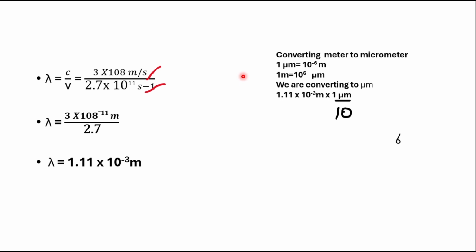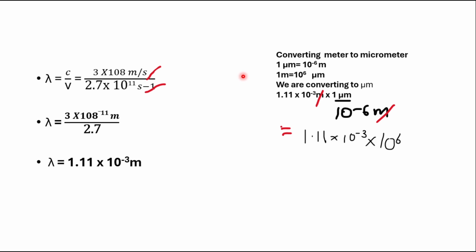We might decide to leave this as it is, depending on how the answer comes, or we might decide to convert it to micrometer. If we want to convert it to micrometer, 1 micrometer equals 10 raised to power minus 6 meter, and 1 meter is equal to 10 raised to power 6 micrometer. So converting to micrometer, we have 1.11 times 10 raised to power minus 3 meter times 1 micrometer over 10 raised to power minus 6 meter.